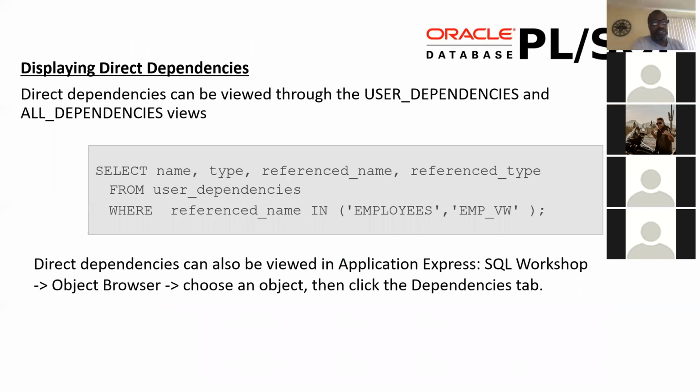So you can display direct dependencies. There's a function, a subprogram in there, user dependencies. It's a table where I will actually show you what's valid and invalid. So if you run this select query, I think that table is still in our Oracle.